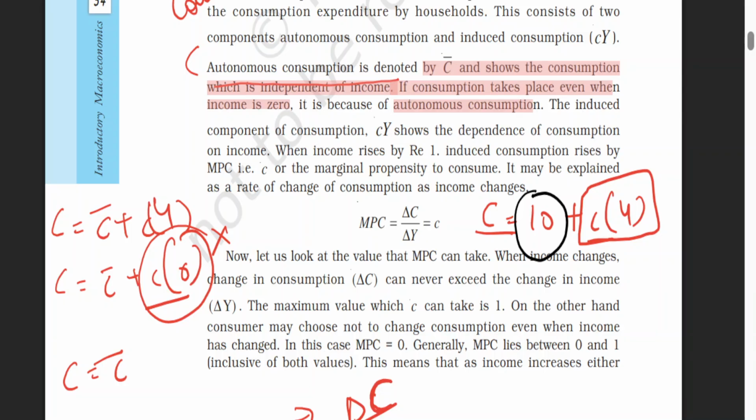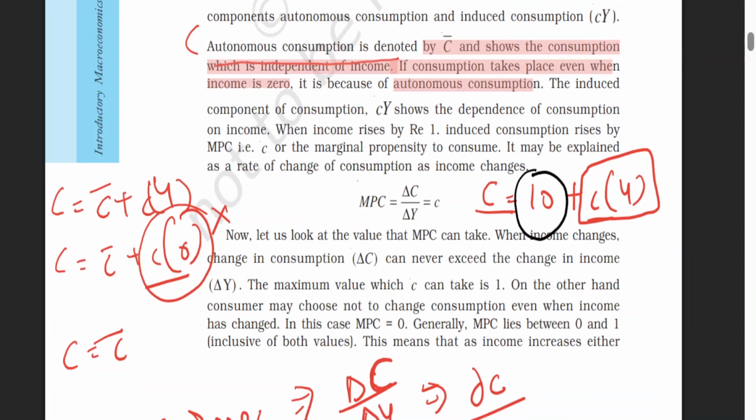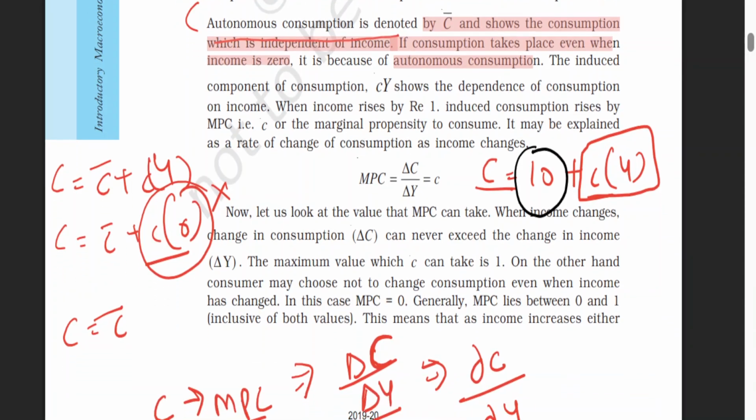Whenever you find the change in it, that will show you the MPC value, or you can write it in the mathematical format: derivative of C with respect to derivative of Y. This tells you whenever your income is changing by 1 unit, how much your consumption level is going to change. That is known as the MPC value. Now, this MPC value takes place between 0 and 1. This small c takes place between 0 and 1.